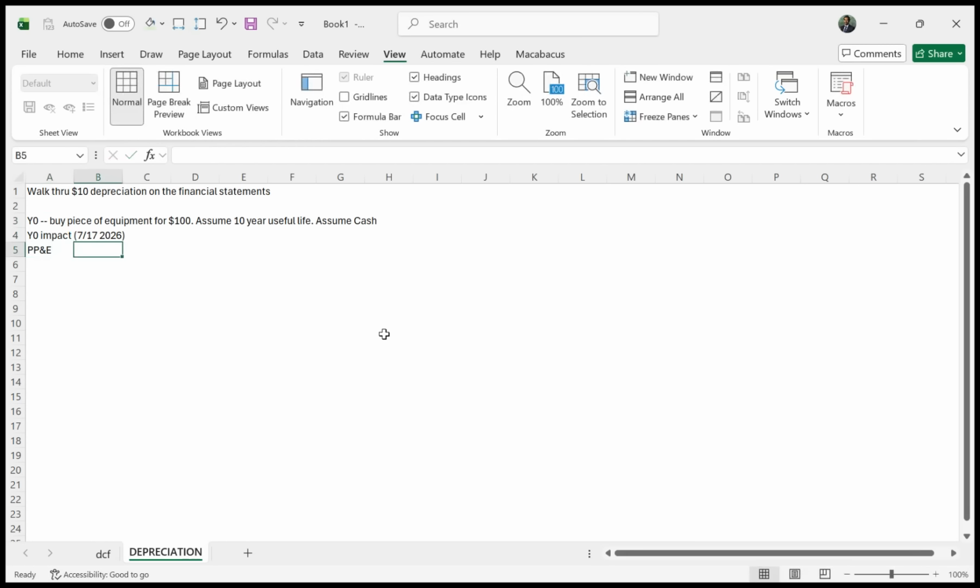So it's PP&E debit, right? That's incoming, because it's an asset account. Cash 100, that's going out. This is your balance sheet impact. Bam. Okay. What happens to the income statement?